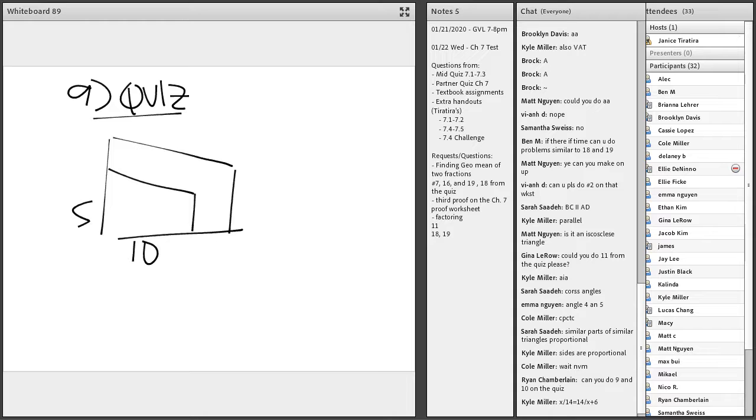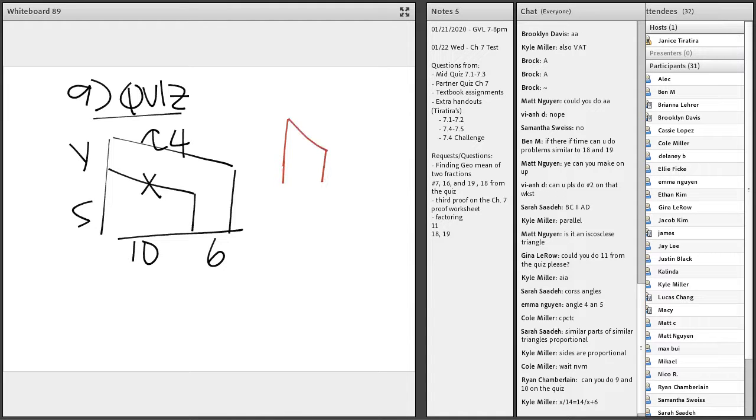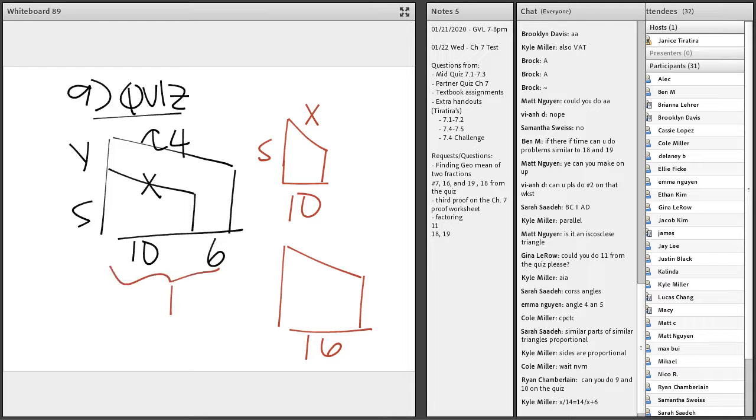10, 5, 6, x, y, 24. This is not a side splitter theorem either. So unfortunately, you cannot do side over side. So you have to do the small picture, which is 10, 5x, and the big picture, which is 16, y plus 5, and then 24.